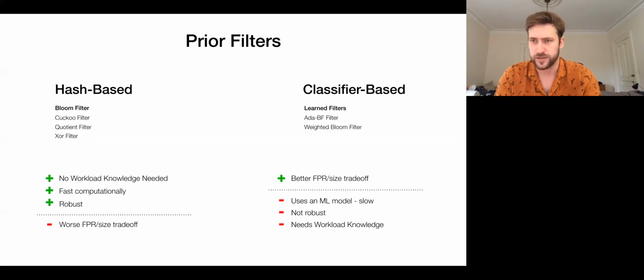And then if you look at classifier-based filters, these are essentially just reversed. They require workload knowledge, they're not robust, and they can be extremely slow. For many of the use cases that you want to filter for, you're going to need something like text processing, which generally requires a recurrent neural network or something similar. And this requires just a lot of computation, and it is tremendously slower compared to just computing 5 hash functions. But they do tend to have much better false positive rate size trade-offs.